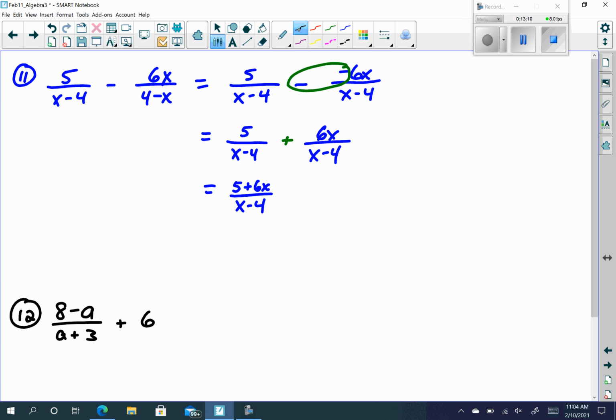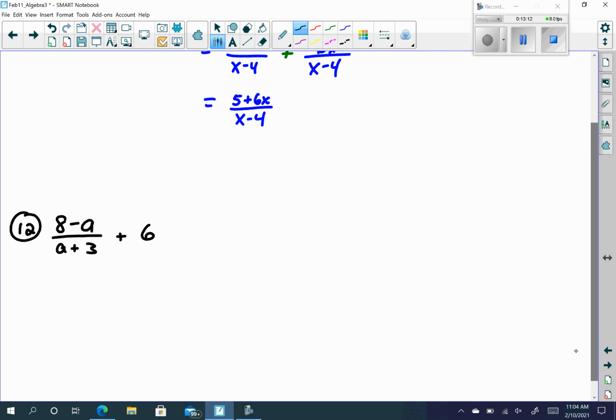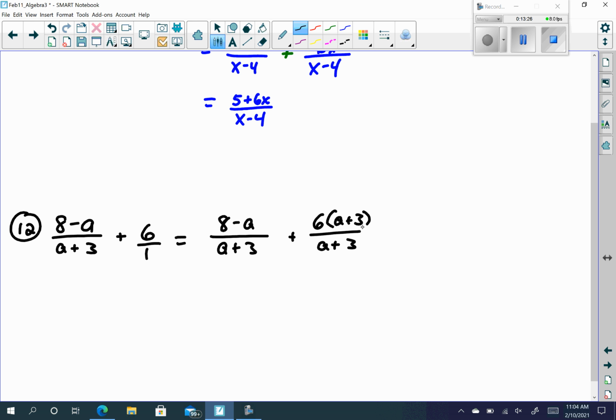All right, and then our last one, we have a fraction plus a whole number. Well, we could just put that 6 over a 1. Now my LCD, 1 goes into anything, so my LCD is a plus 3. So my first numerator stays the same, but the 6 also needs to get multiplied by a plus 3. So now I'm going to make one fraction, and I have 8 minus a. I'm distributing a positive 6, so plus 6a plus 18. 6a minus a is 5a. 8 plus 18 is 26, all over a plus 3.